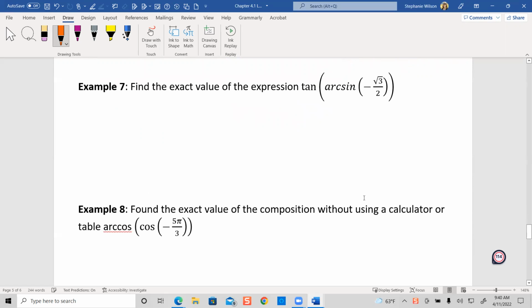Okay. Number 7 says find the exact value of the expression tangent arc sine. So I'm going to take the inverse. So we need to do the inside first before we take the tangent of it. Okay, doing that, I know that I have sine inverse of negative square root of 3/2. And we know when we plug that in, we're going to get negative 60 degrees. Okay, now we're going to find the tangent of that. And when I tap that in, I get negative square root of 3.